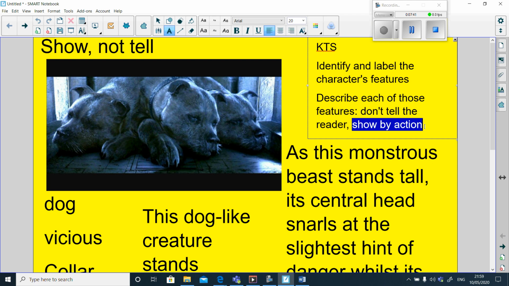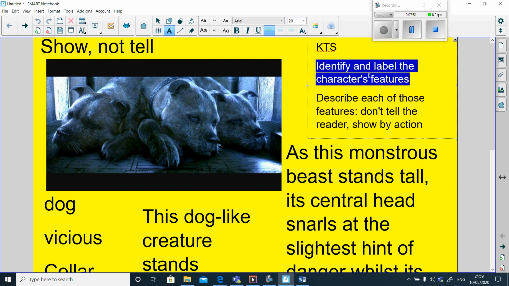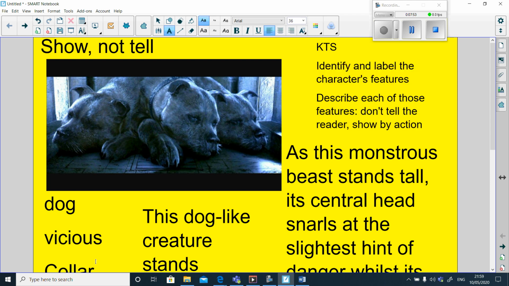them exactly what's happening. So in this task here, label and identify the character's features, just like in the first Keys to Success, which was shown in video 1, where I simply listed some of the features of that character, and then I'm going to describe each of those. But I'm not going to tell the reader. Simply, I'm going to include some action in there and give those clues for the reader to start picturing in their mind what they want to see.